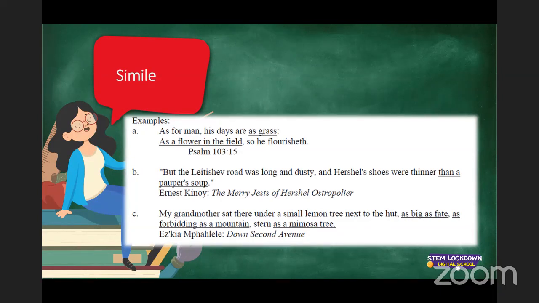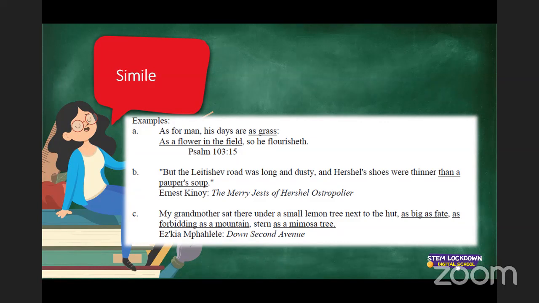The ones from the Bible were fresh when the Bible was written many, many years ago, but now you might think they are a little cliched, but they were fresh back in the day. But you'll see that other examples here are fresh and interesting. If you look at the first one, that's a biblical one: As for man, his days are as grass, as a flower of the field, so he flourisheth.